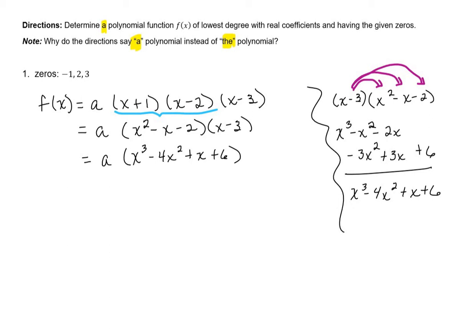So I wrote that over on the left side of the screen with that a being the leading coefficient. Some of the problems in my math lab are going to have you have this for the answer, but then some of them are also going to tell you that the leading coefficient is going to be 1 or -1. So let's say my leading coefficient is 1, then my final answer is just going to be x cubed minus 4x squared plus x plus 6.